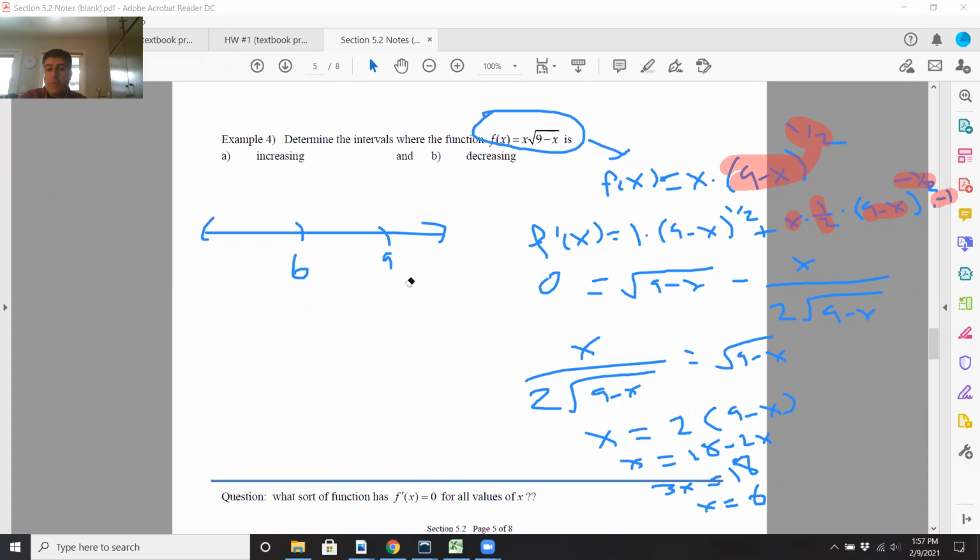But anyway, why am I putting a 9 here? Because you can't go more than 9. If you plug in 10, you have an imaginary root, the square root of -1. That's a problem. So I'm not going to look at anything over here. By the way, this is x, and this is the derivative of f. I'm only going to look at values between 6 and 9 and less than 6, like say 8, for example, or 5. If I plug in 8, I have 8 times √1. That's positive.